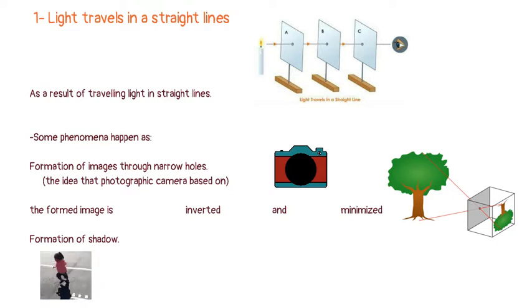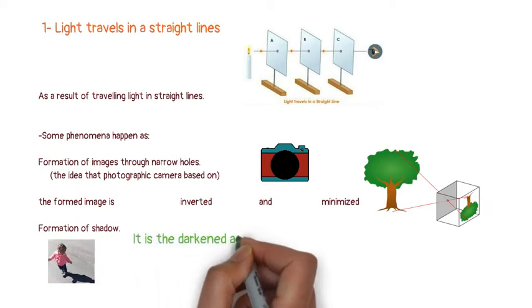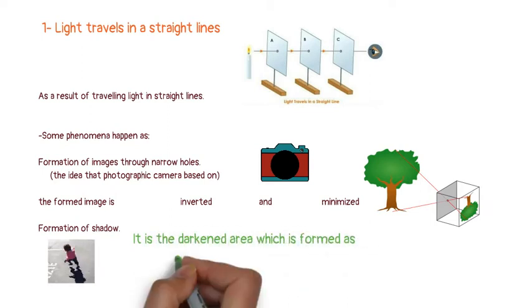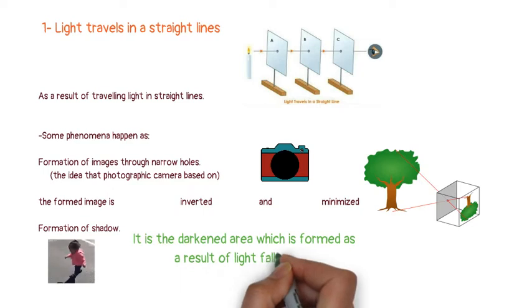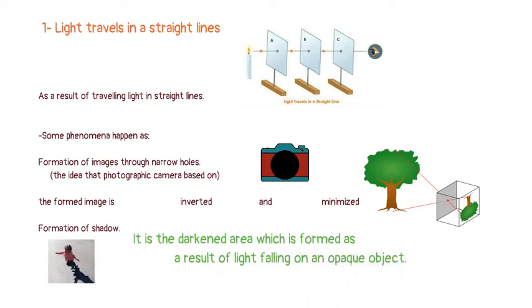Also the formation of shadow. So what is meant by shadow? Shadow is the darkened area which is formed as a result of light falling on an opaque object. That means that the light can't pass through the opaque object. We will know what is meant by opaque object exactly in the next property.